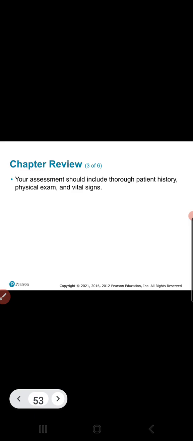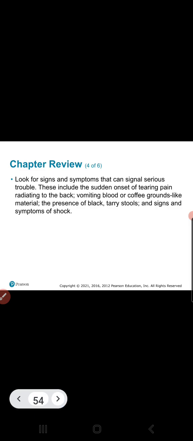Your assessment should include thorough patient history, a physical exam, and vital signs. And remember, we want to repeat those every 5 minutes. Look for signs and symptoms that can cause serious trouble. These include the sudden onset of tearing pain radiating to the back, vomiting blood or coffee-like material, the presence of black tarry stools, and signs and symptoms of shock. So if you have any of those, you need to speed it up.